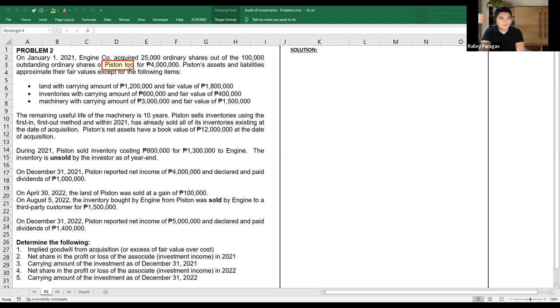Okay, so that's the assumption. But that's of course rebuttable pag may sinabi pang iba yung problem. Pero in this case, the problem did not mention anything in contradiction dun sa pagkakaroon ng significant influence. So it is assumed that engine has significant influence over Piston. That's our assumption here. For 4 million pesos, yun yung acquisition cost. So remember, dun sa T account natin, yan yung magiging beginning balance natin, di ba? That would be your acquisition cost.